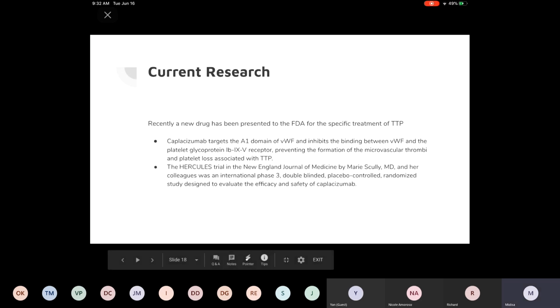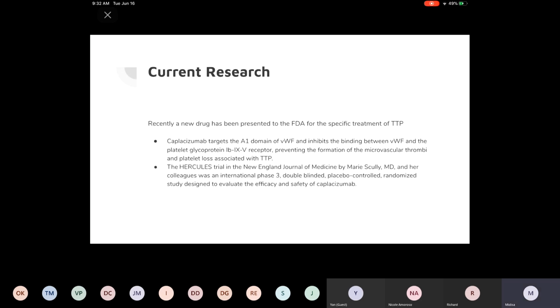Okay, so for current research, there was a drug presented to the FDA for the specific treatment of TTP. The name of the drug is caplacizumab, and it targets the A1 domain of the von Willebrand factor and inhibits the binding of the von Willebrand factor and the platelet glycoprotein receptors. And so this basically prevents the formation of the microvascular thrombi and platelet loss associated with TTP.